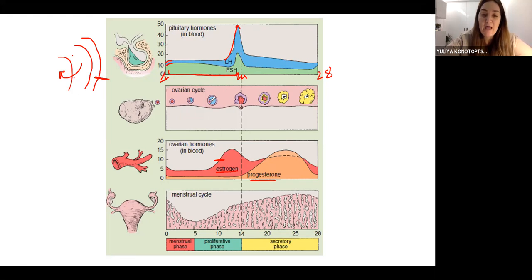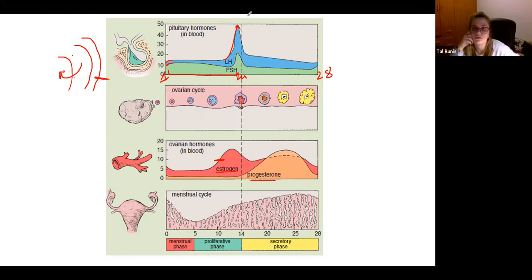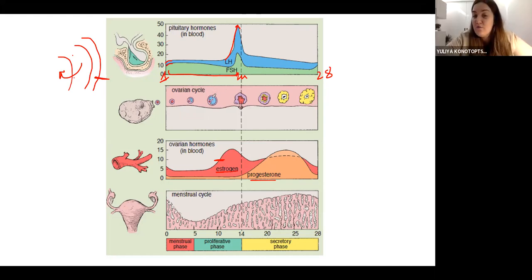So can you imagine what will happen if I suddenly have too much LH? Too much fluid in the follicle. The follicle cannot withhold that much fluid. It ruptures, it bursts. And this is what we call ovulation. That's what you see here, right? So your follicle has ruptured, it burst, that's it.